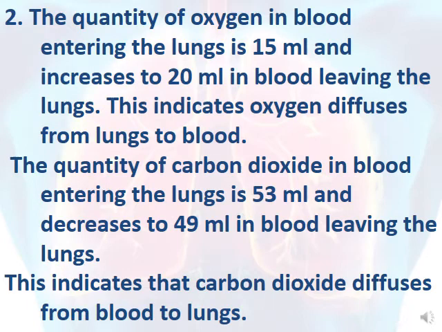Interpret: the quantity of oxygen gas in blood entering the lungs is 15 milliliters, and here, to interpret, it increases. You don't have to say less than or greater than. So this indicates that the oxygen gas diffuses from the lungs, a medium rich in oxygen, to the blood, a medium poor in oxygen, or with a lower concentration.